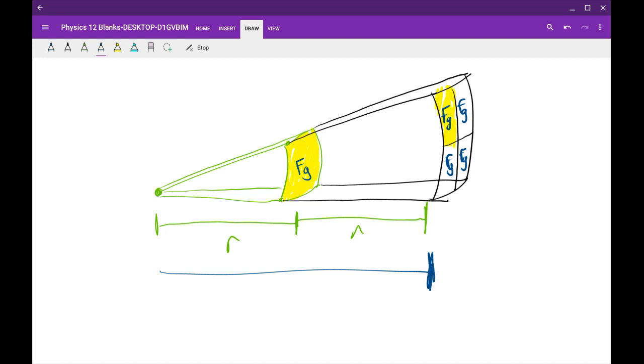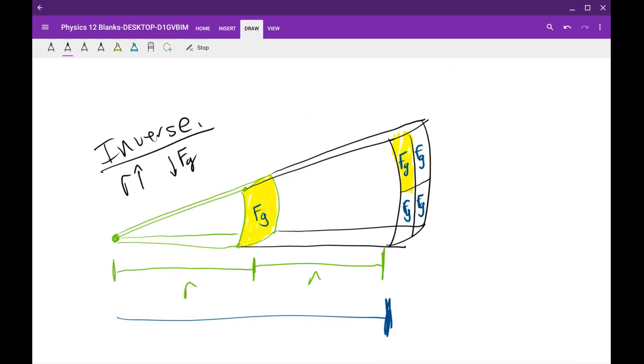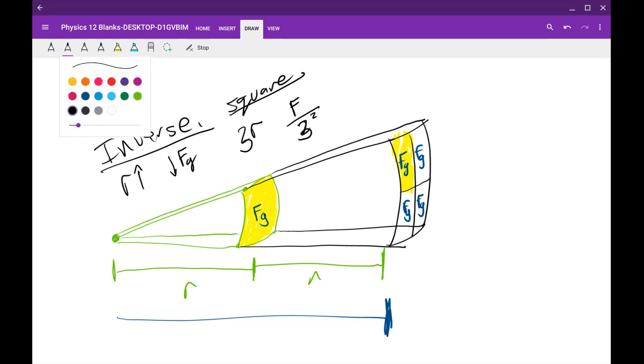So I'm explaining the inverse square law. Inverse means as the R increases, the force decreases. And the square section means that if I double my R, then my force of gravity gets diluted by double squared. And if I triple it, it's 9 times, or 3 squared, so it's 9 times less intense.